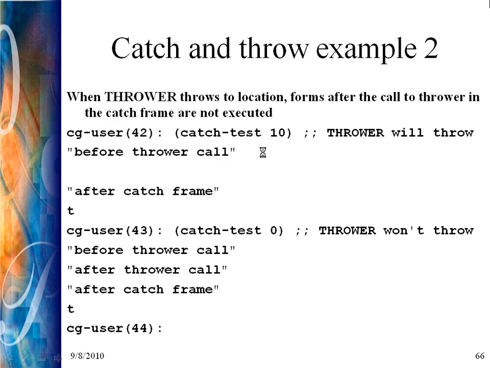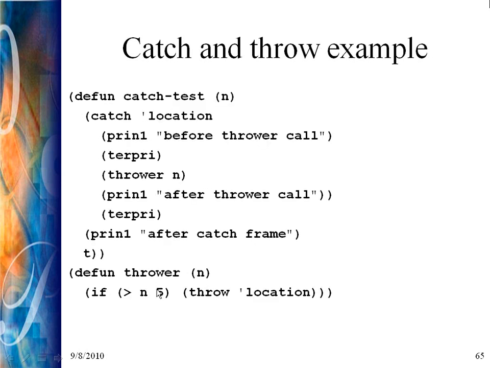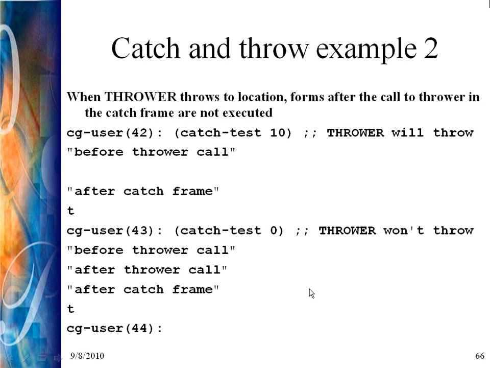So in the case of 10, is 10 bigger than 5? Yes, it is. So we do the throw. So "before thrower call" and "after catch frame", but we don't see "after thrower call". With 0, less than 5, thrower won't throw. "Before thrower call", "after thrower call", then we drop down to after the catch frame. So that is basically catch and throw.